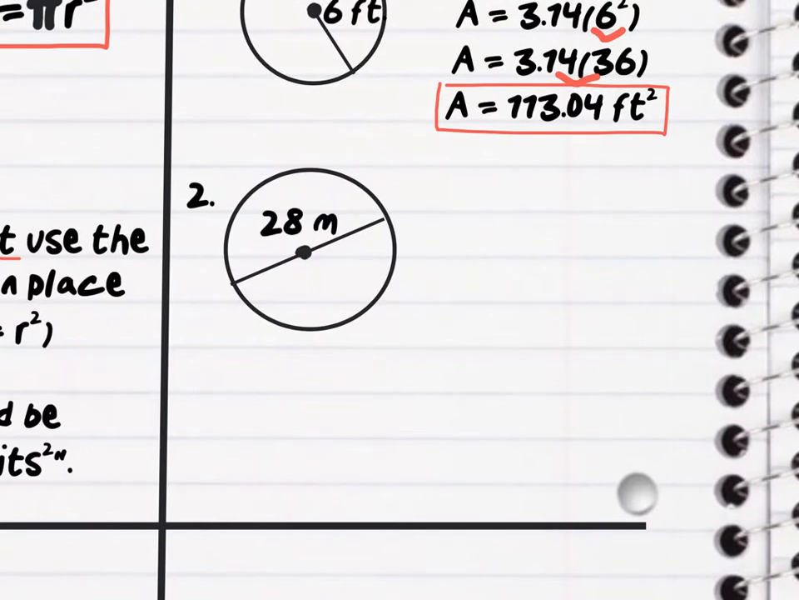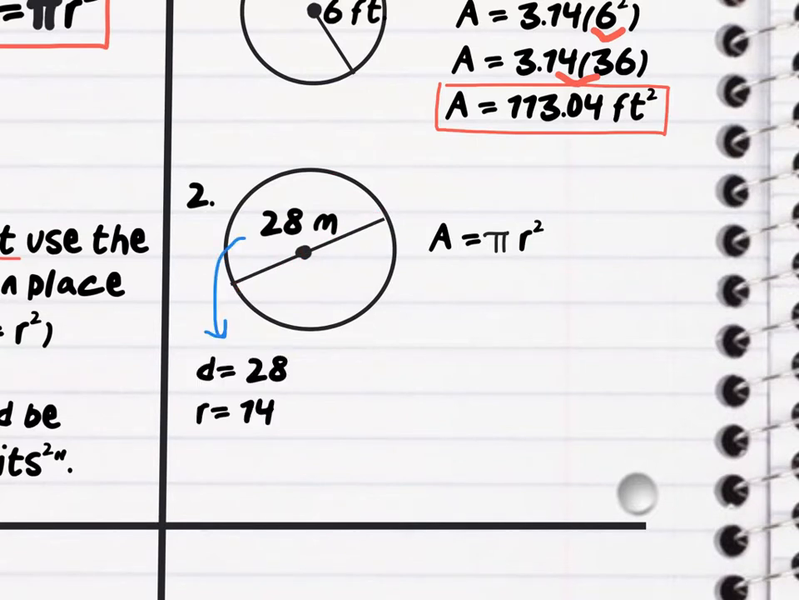All right, now let's take a look at problem 2. On problem 2, we're going to find the area, the space that this circle takes up. So we start with the formula. A equals pi r squared. And now we have to enter the information we know. We know what pi is, but the radius, we don't know what the radius is yet because they gave us the diameter.